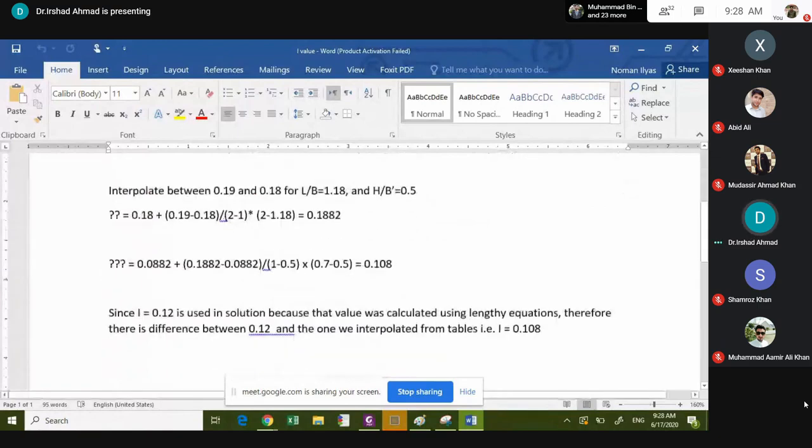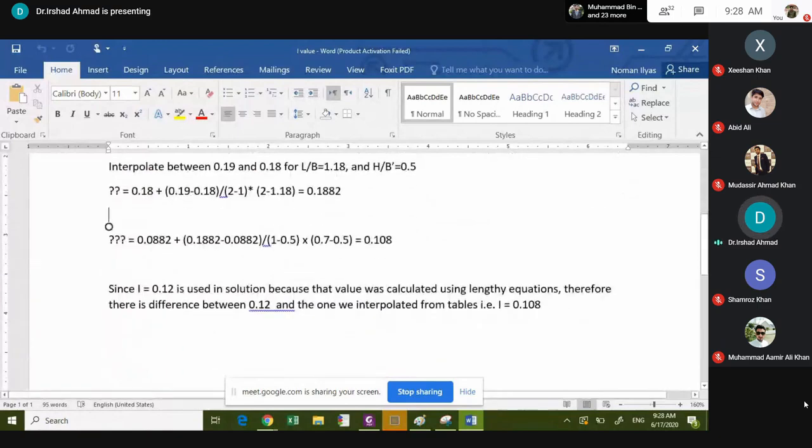Since I is 0.12 in the solution, I have used 0.12 in that solution, but here it is 0.108, because that value was calculated using lengthy equations. 0.12 is the exact value that I calculated from the equation, not from the table, and here I have done some interpolation. That is the difference, right? Now come to the solution.